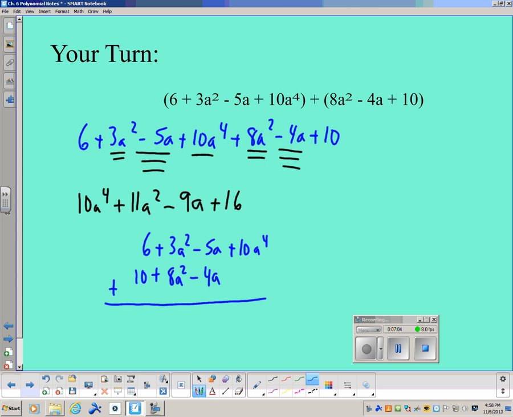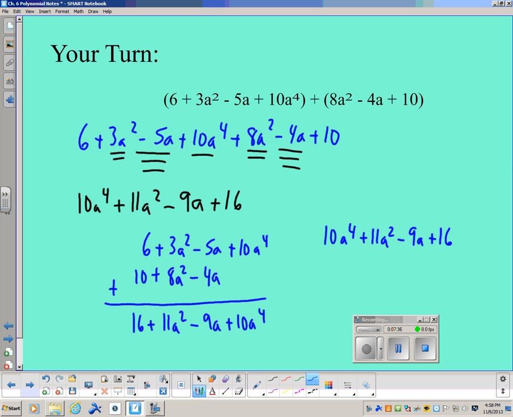So now I can simply add these together. 10 plus 6 is 16. 3a squared plus 8a squared is 11a squared. Minus 5a and minus 4a gives me minus 9a. And then I've got 10a to the fourth. Now again, that's not in the correct order, so I'm going to have to rearrange those. I'm going to put a to the fourth first, so 10a to the fourth, and then I've got 11a squared and minus 9a, and then plus 16.